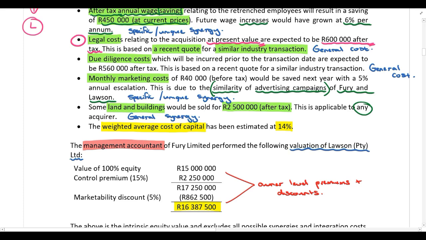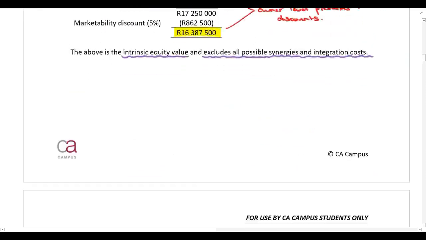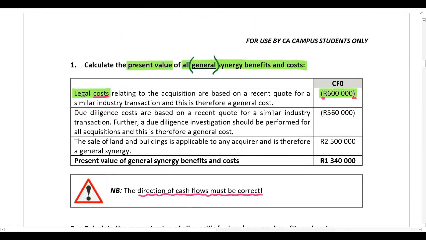Then the next general cost is the due diligence costs, which are expected to be 560,000 Rand after tax. So once again, include the due diligence costs, 560,000 Rand, that is already after tax, and you show it as an outflow. It is a cost.